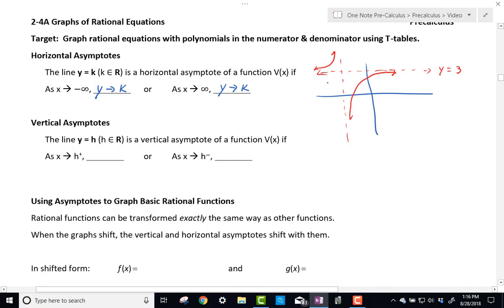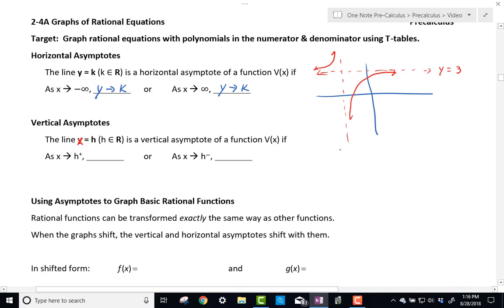So as x goes to negative infinity, my graph is going closer and closer to 3. As x goes to positive infinity on the right side, my graph is getting closer and closer to 3 from underneath. Okay? Those are horizontal asymptotes. Vertical asymptotes, the line y equals h. Okay? So we'll just say that this should actually be x equals, pardon me. The line x equals h, all right?